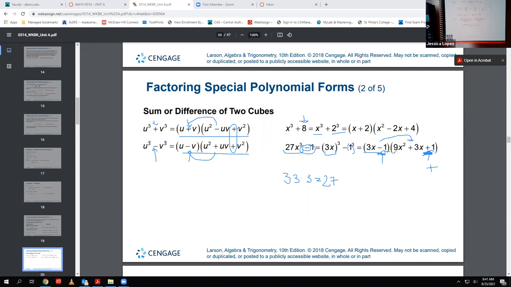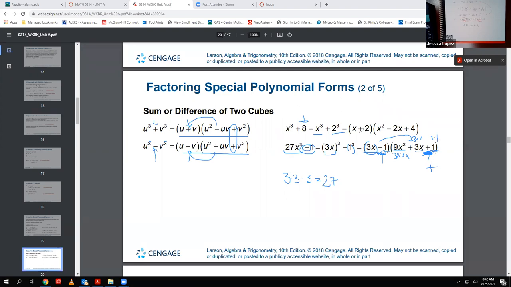This first number is going to be whatever you had in here. It's going to be that thing times itself. And so what is 3x times 3x? That is 9x squared. Then the next term is going to be what you had in the front times what you had in the back. So 3x times 1, which is where the 3x came from. And then what goes at the very end? It's going to be the 1 times the 1, which is still 1.